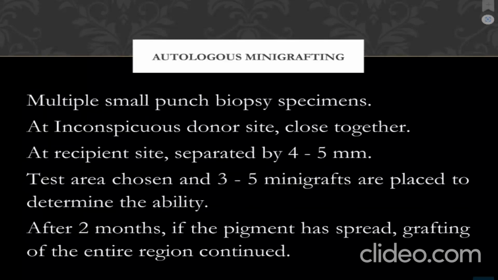Then autologous mini grafting. There are multiple small punch biopsy specimens taken at an inconspicuous donor site close together, and at the recipient site, they are separated by 4 to 5 mm. Test the area which is chosen, and 3 to 5 mini grafts are placed to determine the ability. And after 2 months, if the pigment has spread, grafting of the entire region is continued.